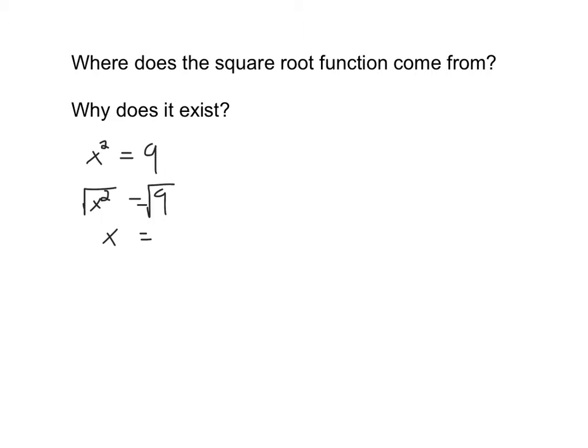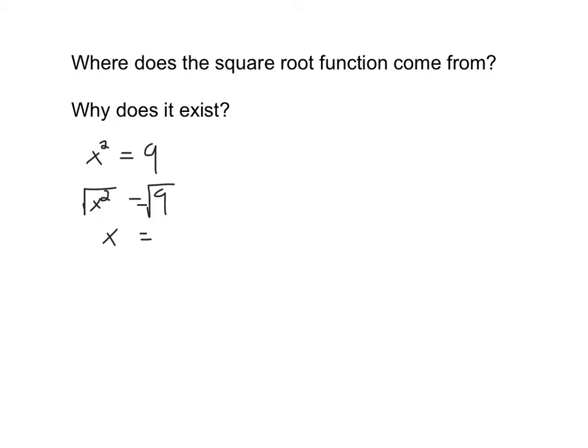The square root exists because we need to be able to solve an equation such as this one, where x squared equals 9. We need to be able to get rid of that square and be left with an x. So we came up with this function called square root, and when we square root both sides, we should end up with our solution. But let's take a look at how the square root function developed.